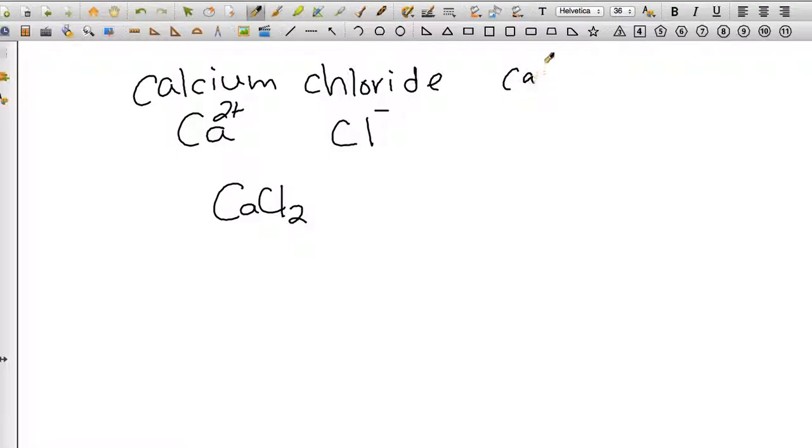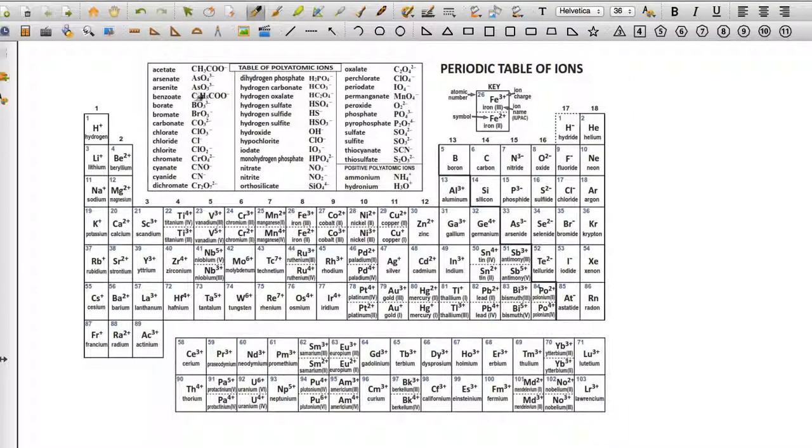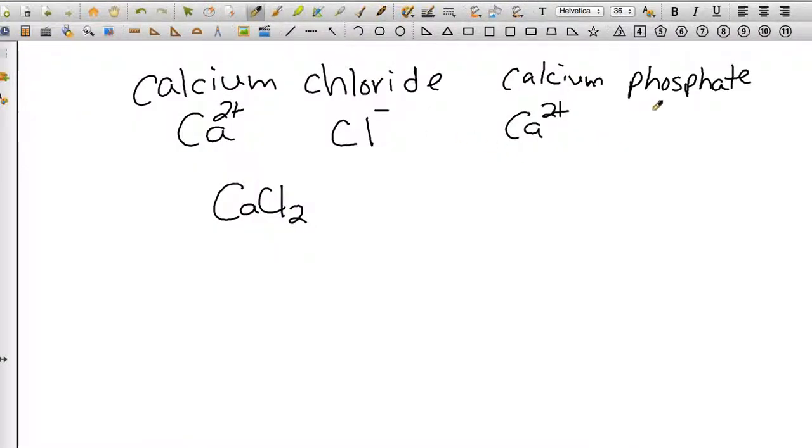Now let's keep with calcium, but let's add a polyatomic. So we'll go calcium phosphate. Okay, we know calcium's still a 2 positive. And phosphate, we notice it does not end in "ide", so it's not going to be an element, it's going to be a polyatomic. So let's go back to the previous slide and look up here for phosphate. And we notice that for phosphate, PO4, right here, 3 negative is phosphate. So we're going to come back, PO4, and it's a 3 negative.